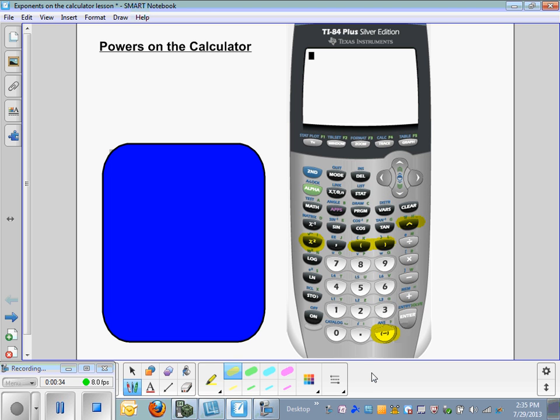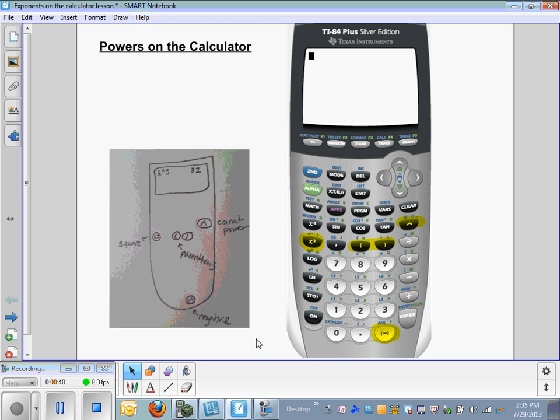So those are the keys we'll be using. You might want to sketch your calculator and where the keys are located. Go ahead and sketch that and put that in your notes, so when you look back at it, you'll know where the keys are.